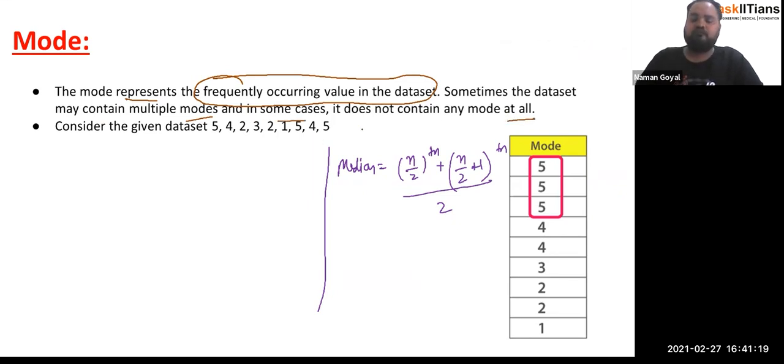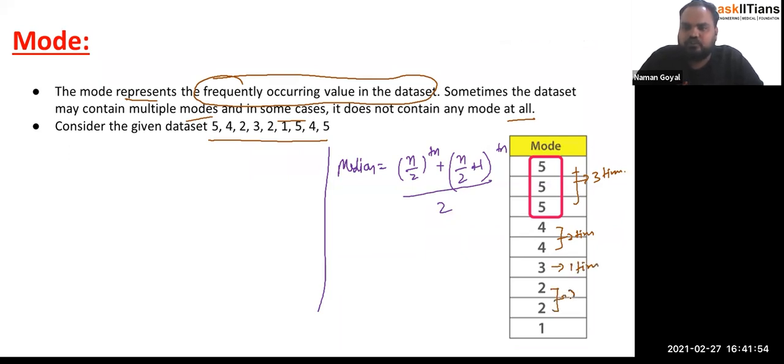If in any data, 5 comes 3 times, 4 comes 3 times, 3 comes 3 times, and so on, then in that data there is no mode. If we have data like this, we can arrange it in either ascending or descending order, for your convenience. If you don't want to arrange them, this is enough. Fine. If you see, 5 comes 3 times, 4 comes 2 times, 3 comes 1 time.